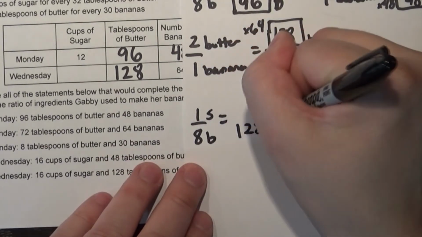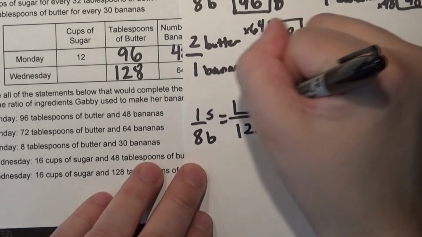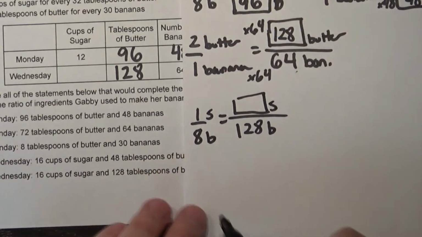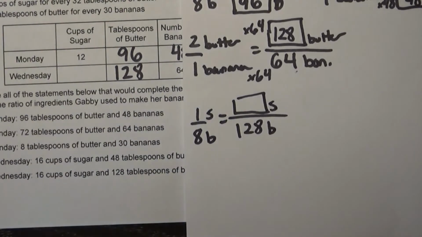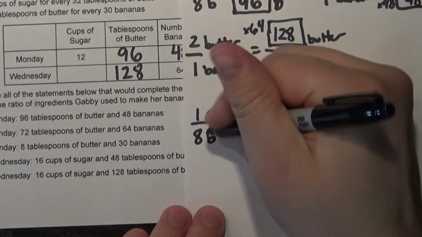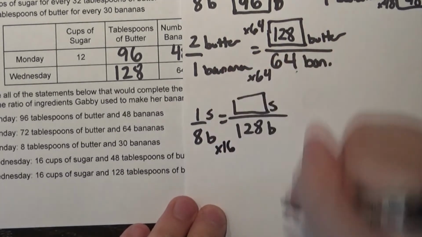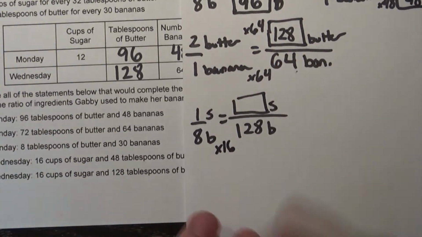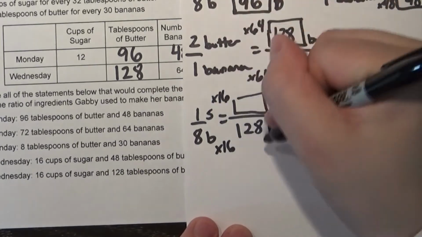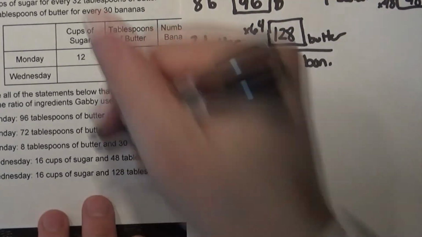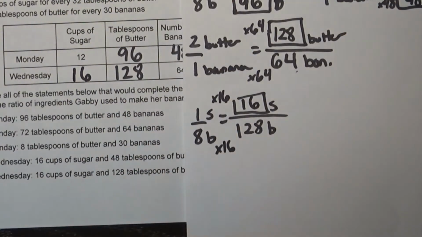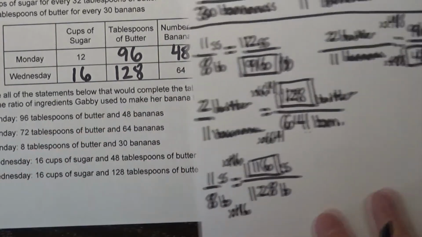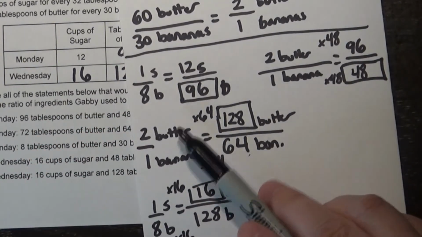So what am I doing to 8 to get to 128? I could take 128 divided by 8 and figure this out, or maybe I just know that 8 times 16 is 128. That means I need to multiply 1 times 16 and get 16 sugar. Let me fill that in here. So I've just filled out my entire chart thanks to my equivalent ratios. Again, 1, 2, 3, 4 equivalent ratios for 1, 2, 3, 4 boxes.